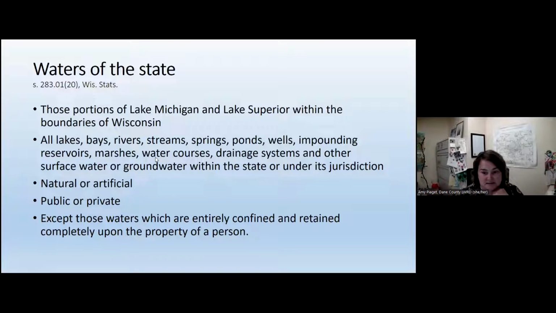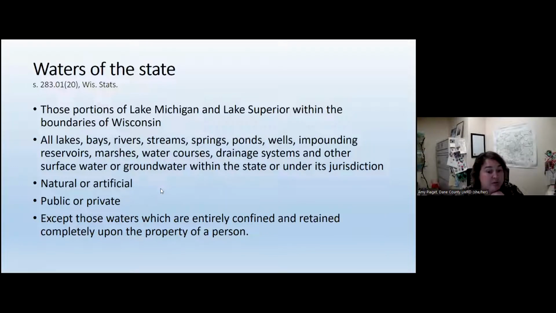Even though it doesn't explicitly call out wetlands, it does include wetlands in most cases as well. And these can be natural or artificial. So you can have ponds that are built. For example, there was a period of time when we had stormwater ponds that were built in line with navigable streams. Those would still be part of waters of the state.